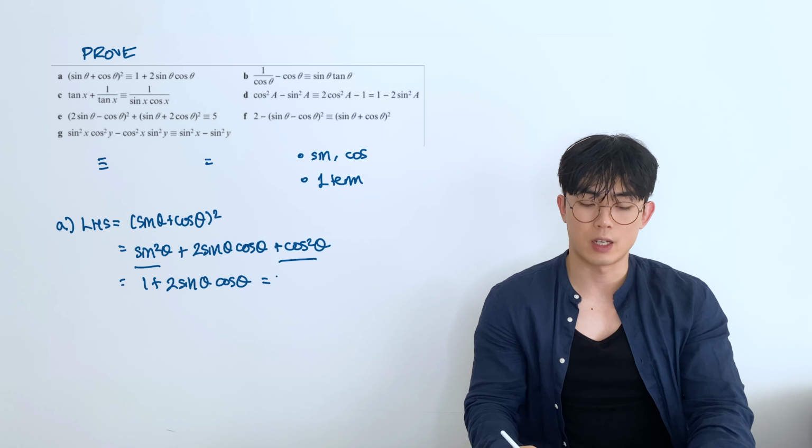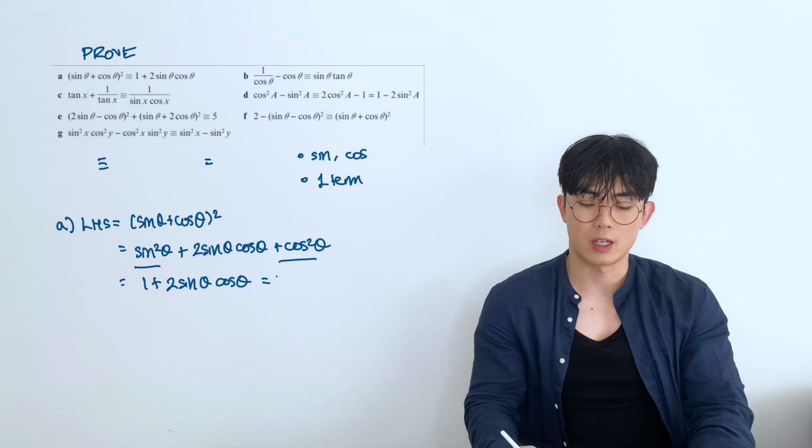Let's try something else. Let's try maybe C. So we have the left-hand side, which is equal to tan x plus 1 over tan x. So this is where the tip comes in, right? We have two terms here, right? So we want to ideally make it into one term, and we do that by making it into one fraction. So for the common denominator, this has to be tan squared x plus 1 over tan x.